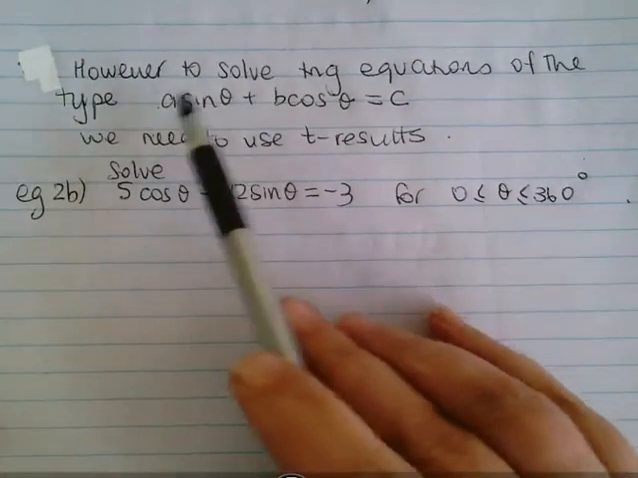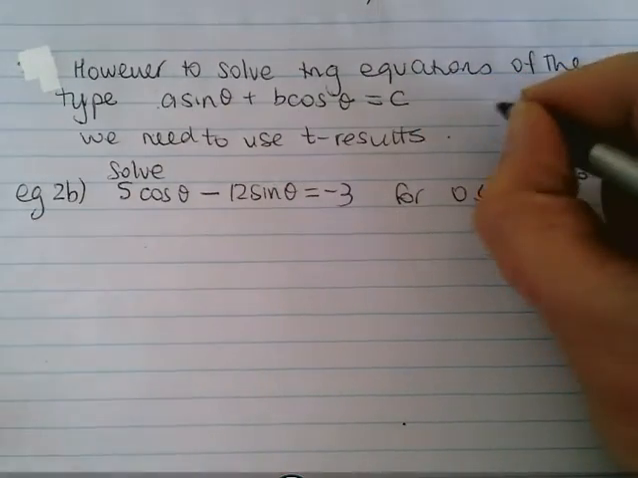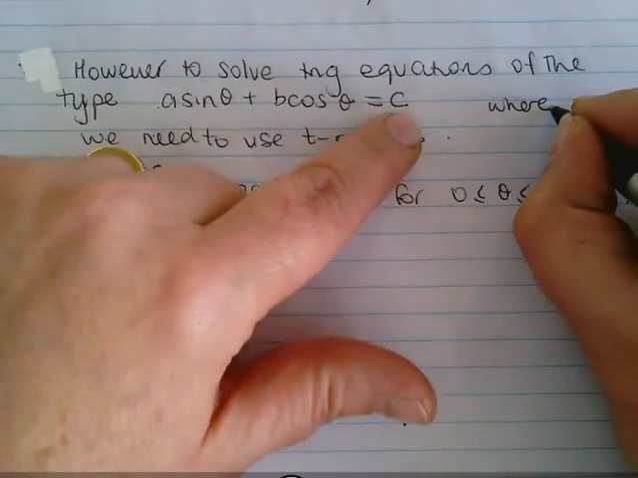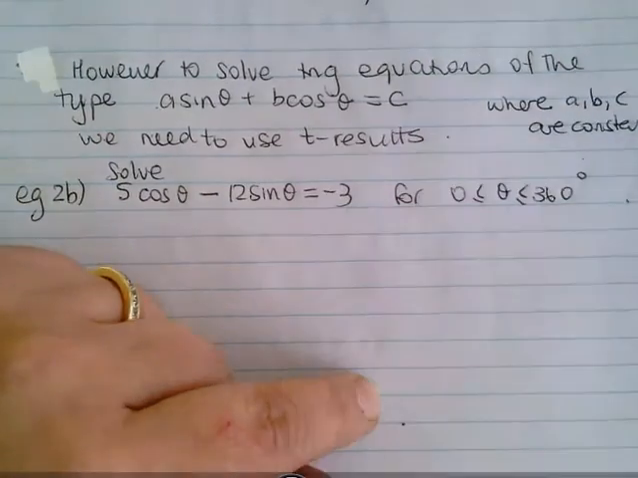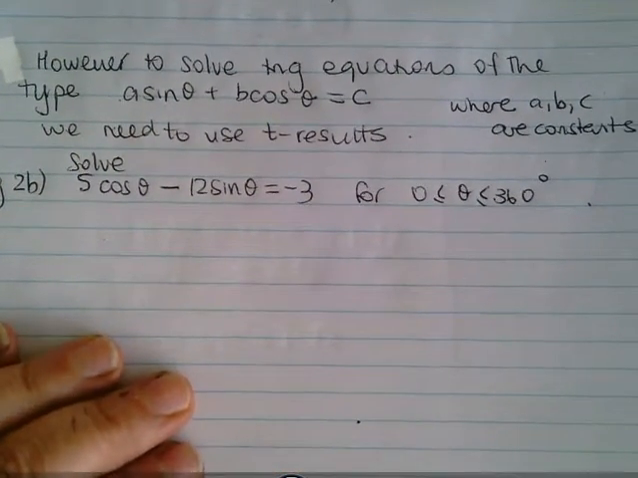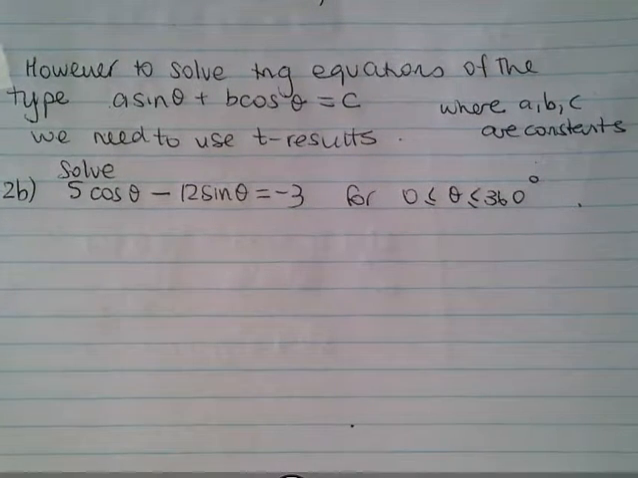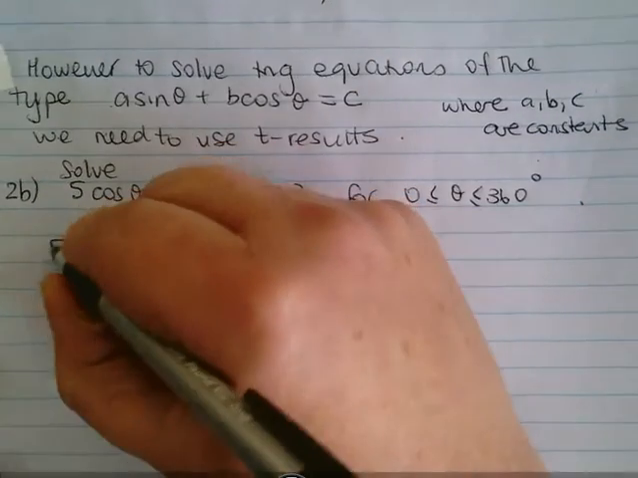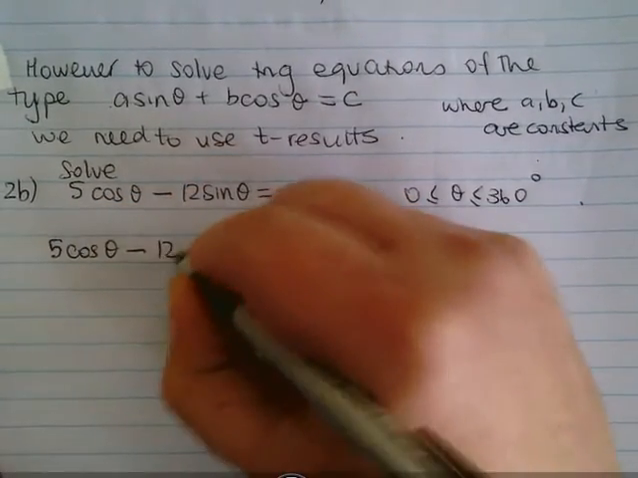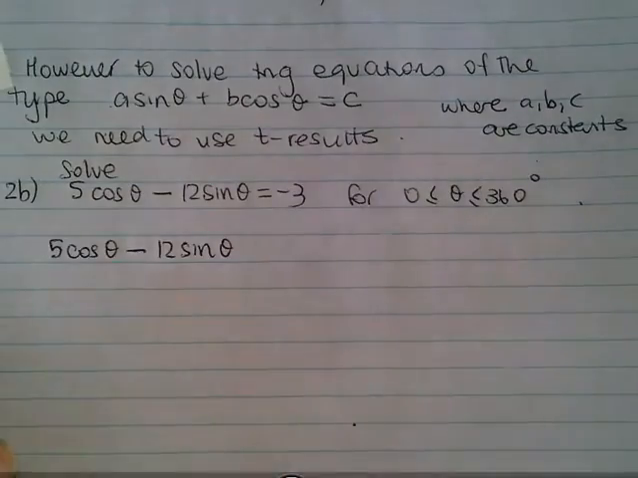However, to solve trig equations of the type A sine theta plus B cos theta equals C, notice it's not equal to 0 anymore, where A, B, and C are constants, one method is to use t results. That's your first method. Tomorrow we're going to learn a different method. So we just replace cos theta and sine theta with their t results. But remember the definition, t equals tan theta on 2. So let's solve this. 5 cos theta minus 12 sine theta.